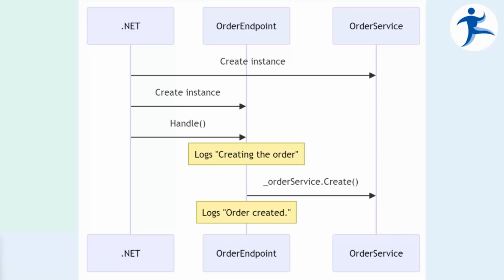So it looks something like this, where in the original version, let's say you're hitting an API endpoint called order endpoint, .NET has to create, with its dependency injection model, all the different classes that are going to be involved.